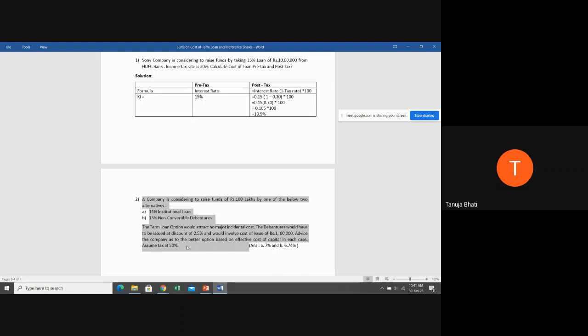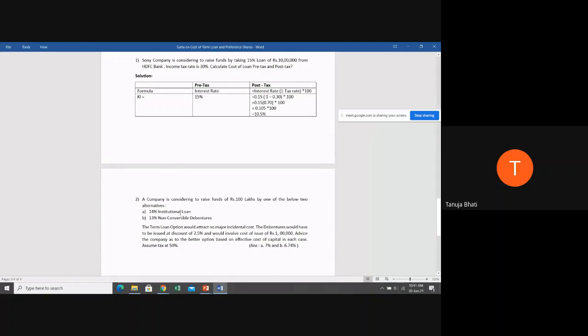Now, is this logic understood? First, you will calculate KL, then you will calculate KD. You will compare KL and KD. Whichever cost is less, you will suggest the company go for that particular alternative for raising the finance. Okay. Now let me discuss this.